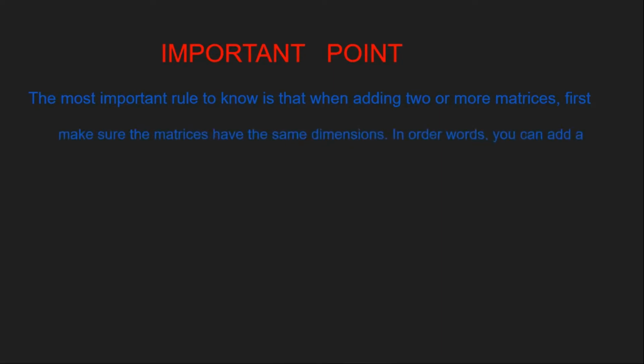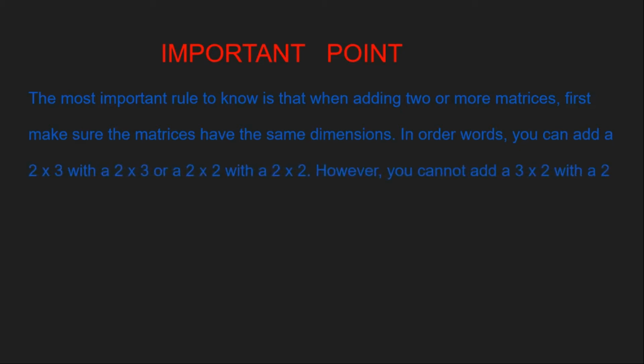Now one important point that you should know here. Basically guys, the most important rule is that when you are adding two or more matrices, first make sure that the matrices have the same dimension. In other words, you can add 2 cross 3 with 2 cross 3, or you can add a 2 cross 2 matrix with 2 cross 2. You can't add different dimensions or different orders of matrices. So basically this is the basic rule. You cannot add 3 cross 2 with 2 cross 2, and you also cannot add 2 cross 2 with 3 cross 3.